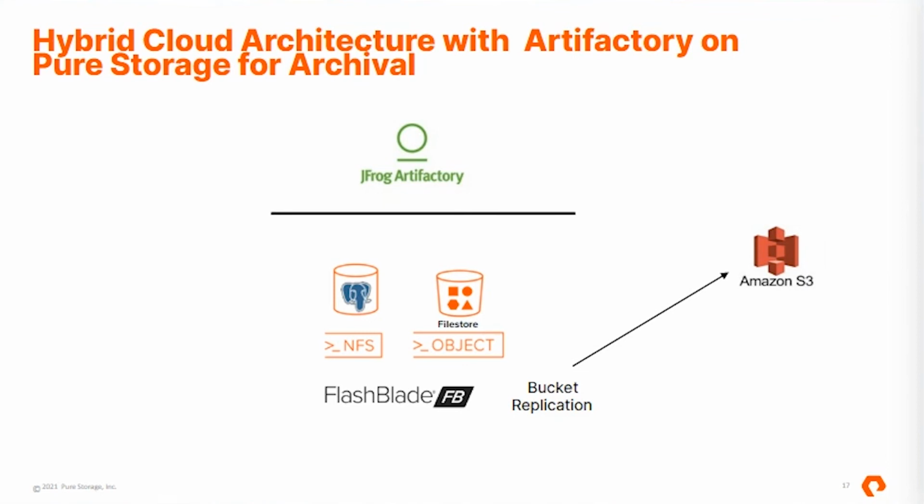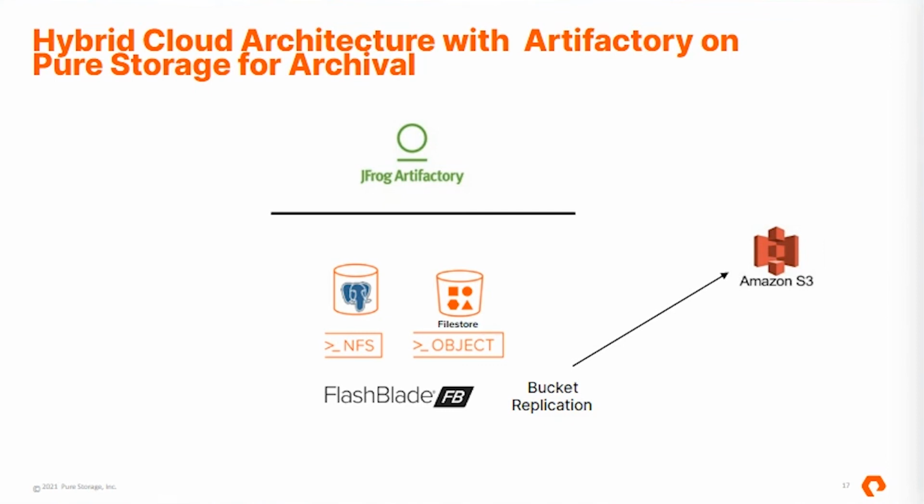What will happen is the object expires once the object or the package gets moved over to a different tier. In this case, we're moving to Amazon S3. That is done through a bucket replication capability. We are replicating that content, or that particular object, over to an Amazon S3 bucket.